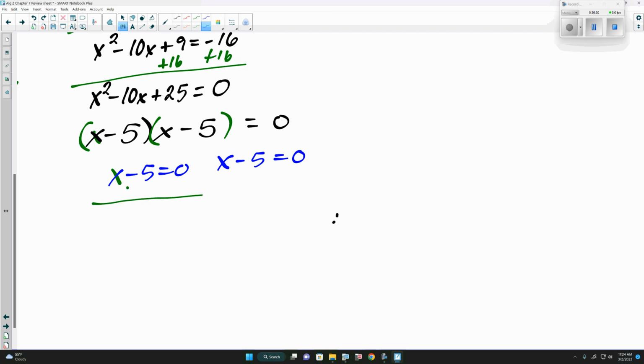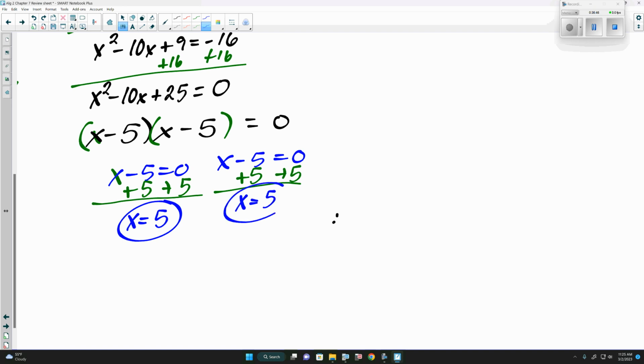Now for the first one here, we can add 5 to both sides, telling us x is equal to 5. Here we can add 5 to both sides, telling us x is equal to 5. And if we'd have graphed it, we'd see that it hit the x-axis at 5 but didn't cross it. And whenever it touches the x-axis and never crosses it, we have a multiplicity of 2 with quadratics.